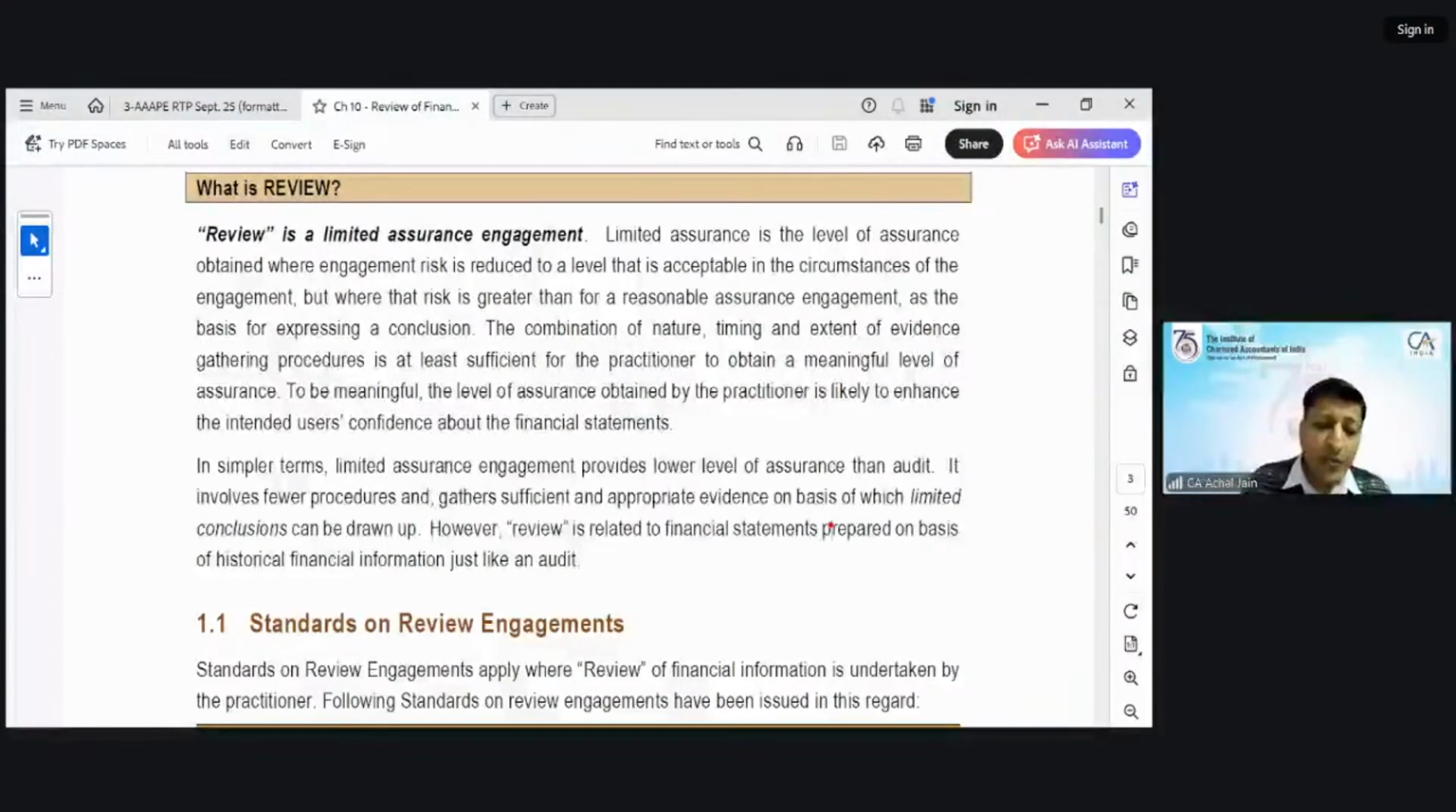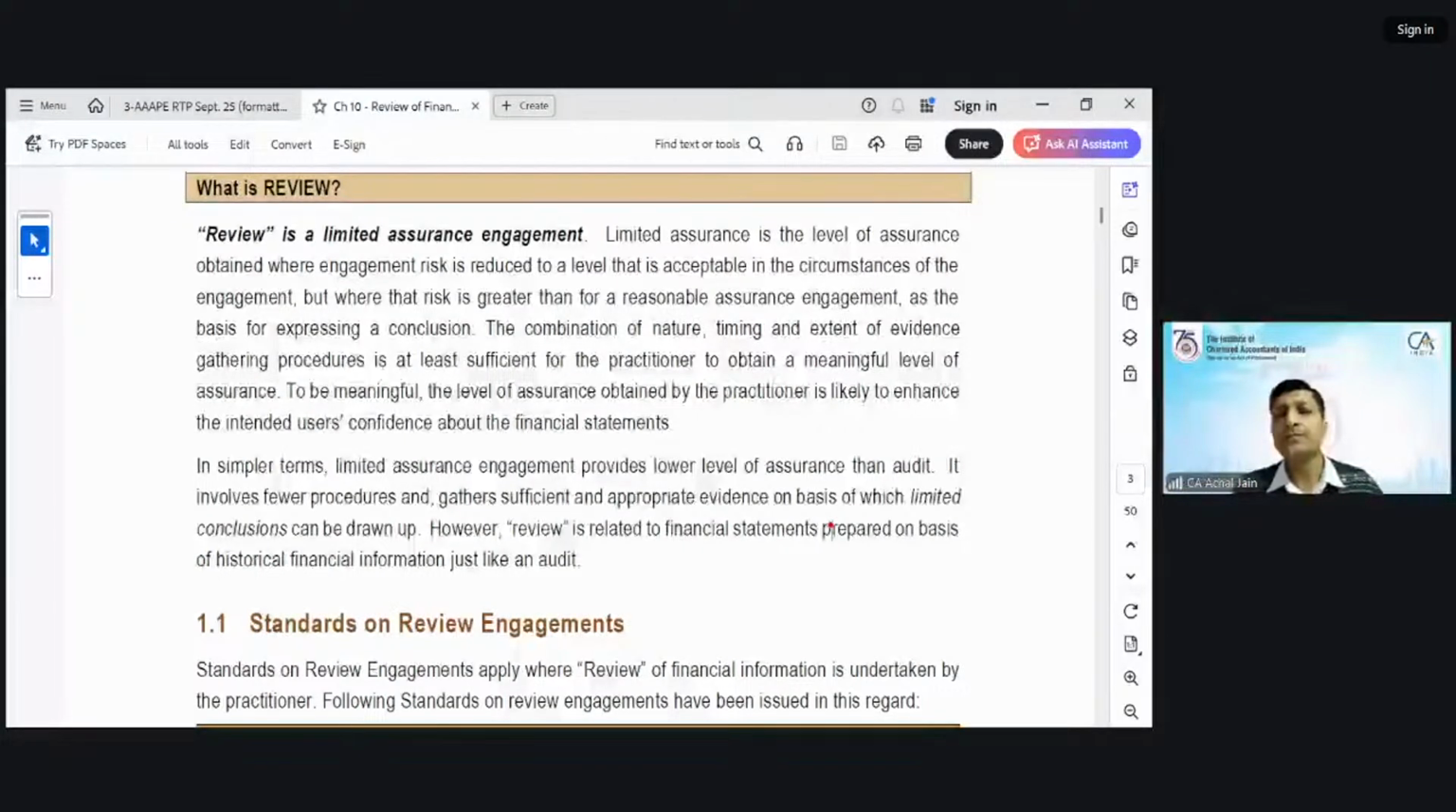See, when it comes to a review, so what do you have? Unlike audit, over here, the auditor or the practitioner will not provide reasonable assurance. So when you audit, what do you provide? Reasonable assurance, correct? But when you review as against audit, what do you provide? Limited assurance.